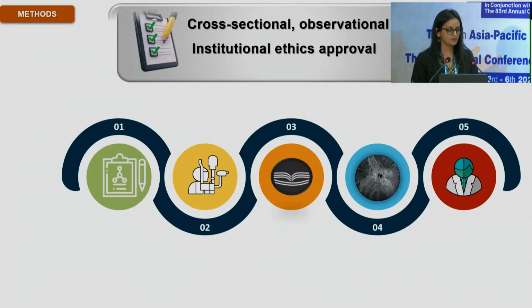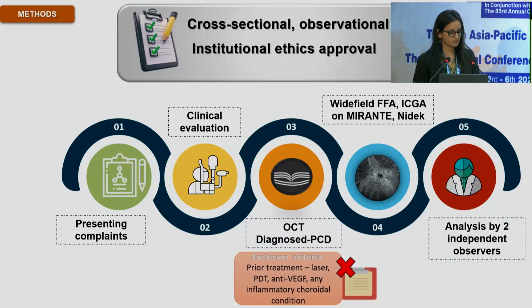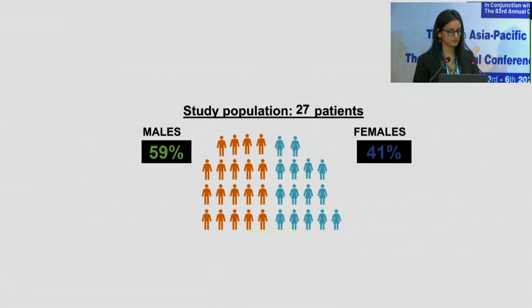ICGA, and it was a cross-sectional observational study with institutional ethical committee approval. Along with clinical examination, the diagnosis was made by OCT, where the subfoveal choroidal thickness was taken as 300, and any patient with a prior history of treatment or an inflammatory choroidal condition was excluded. Wide field FFA was done, and ICGA was done on the Mirante machine, and analysis was done by 2 independent observers.